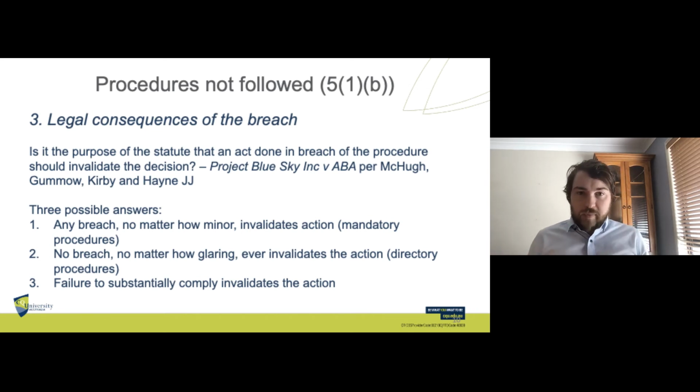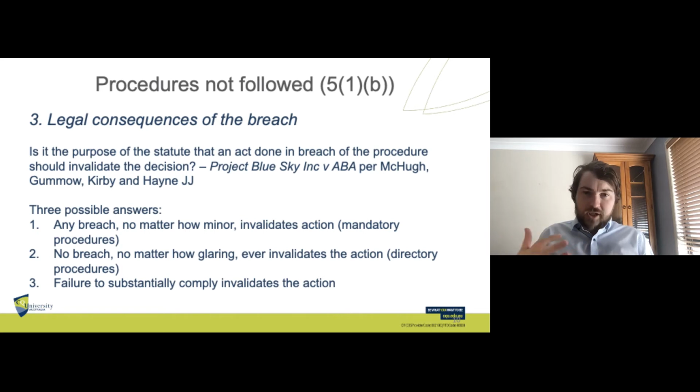What we can draw from that case then is that, one, the test is the purpose of the statute that an act done in breach of the procedure should invalidate the decision? And there's three possible answers to that. The first is that any breach, no matter how minor, should invalidate the action. So a mandatory procedure. It doesn't matter what you do, if you breach that, the decision will be invalid. On the other end, no breach, no matter how glaring, would ever invalidate the action.